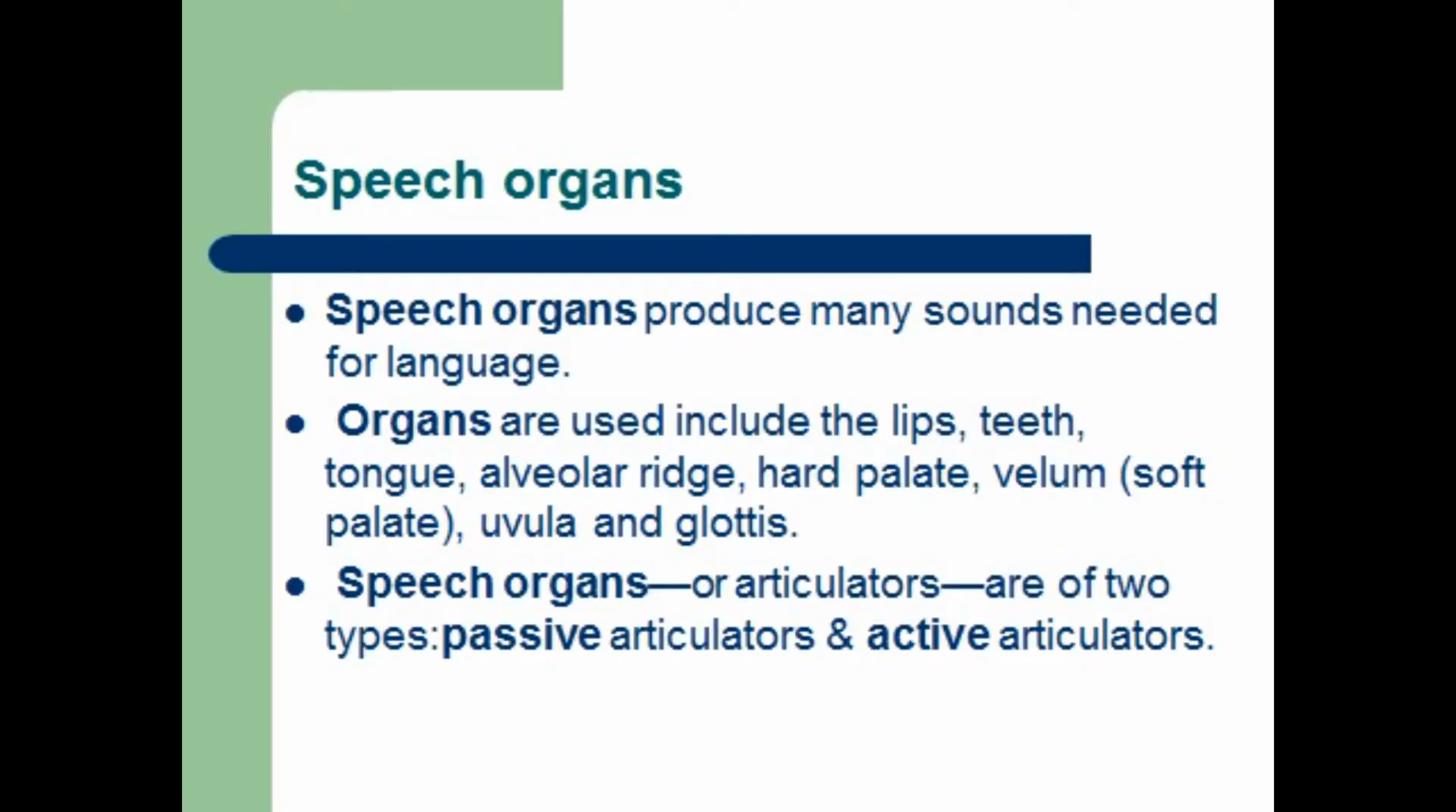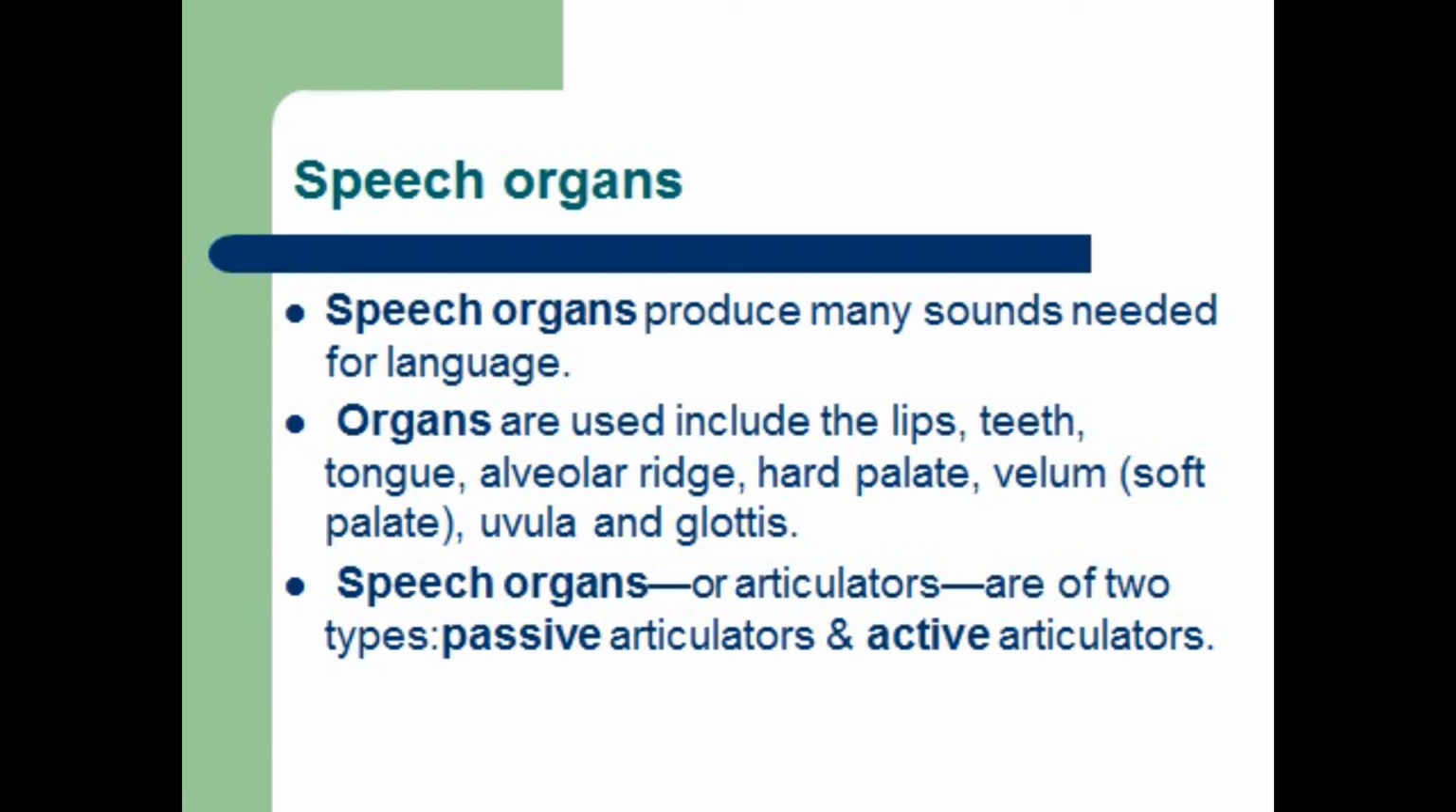We're going to follow the book Better English Pronunciation by J.D. O'Connor. What is meant by speech organs? Speech organs are the organs that produce speech sounds needed for language. They include the lips, the teeth, the tongue, alveolar, hard palate, velum or soft palate, uvula, and glottis.